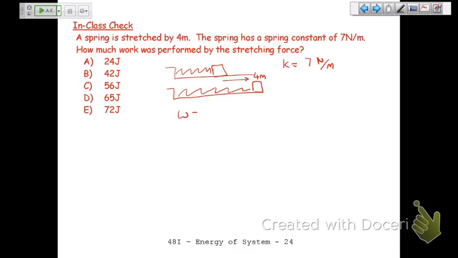So work is equal to the change in my U_S, which equals 1/2 K X final squared minus 1/2 K X initial squared. How much work was performed by the spring? So that's what I want to find. And the work done is equal to the force times the displacement.